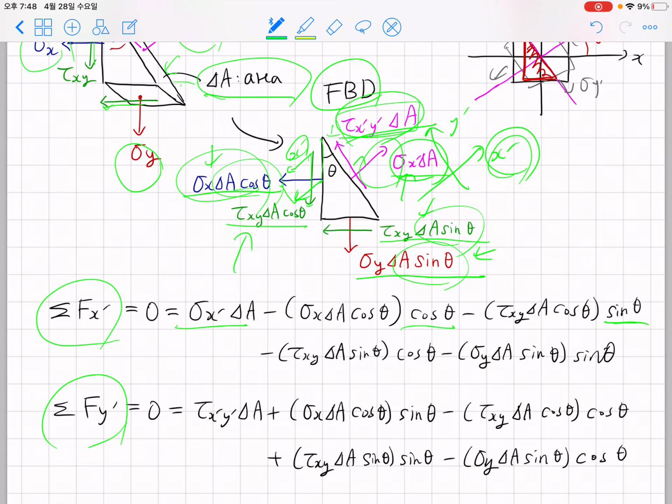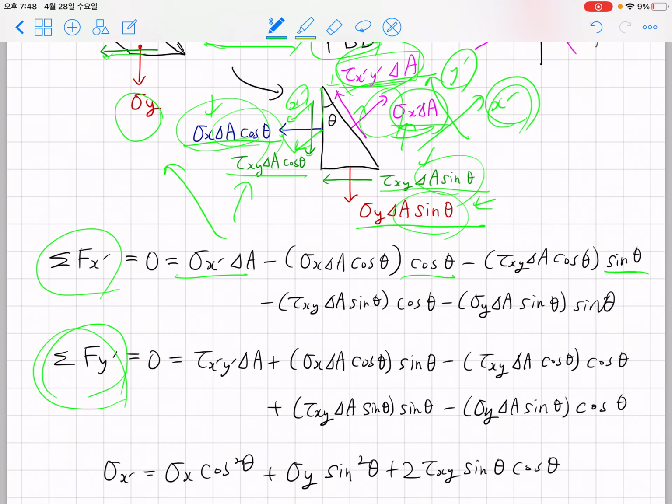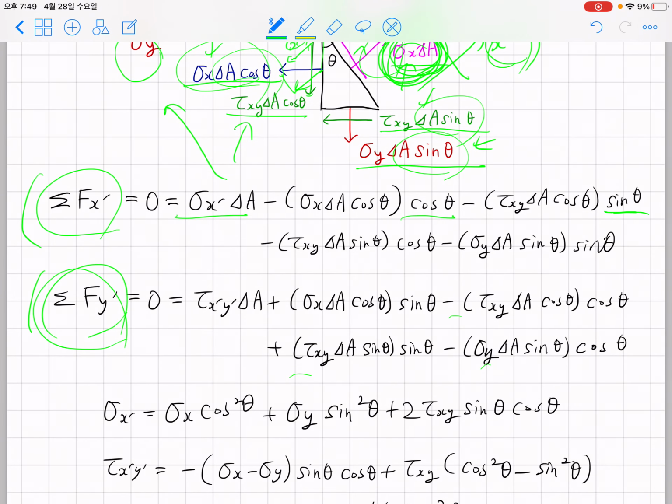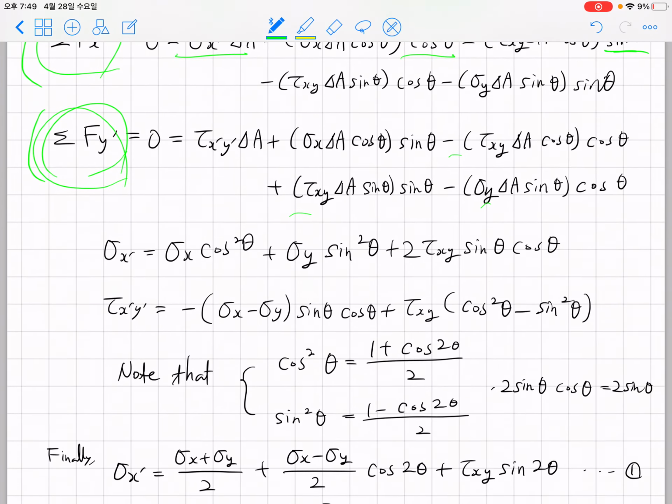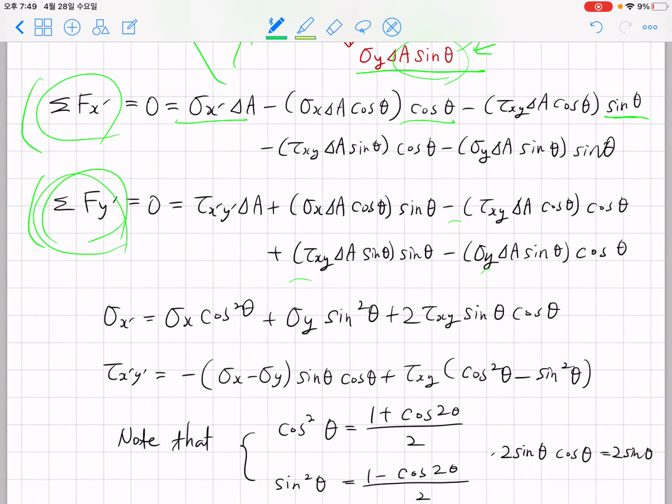And we can do exactly the same thing for the y prime axis along this direction. Along that direction, the contribution of sigma x prime delta A is 0. We only have the full contribution of this term. Then we have the other 4 force components, with positive and negative contributions. So after deriving the force summation along x prime and along y prime, what we can do is massage these equations and try to simplify them.